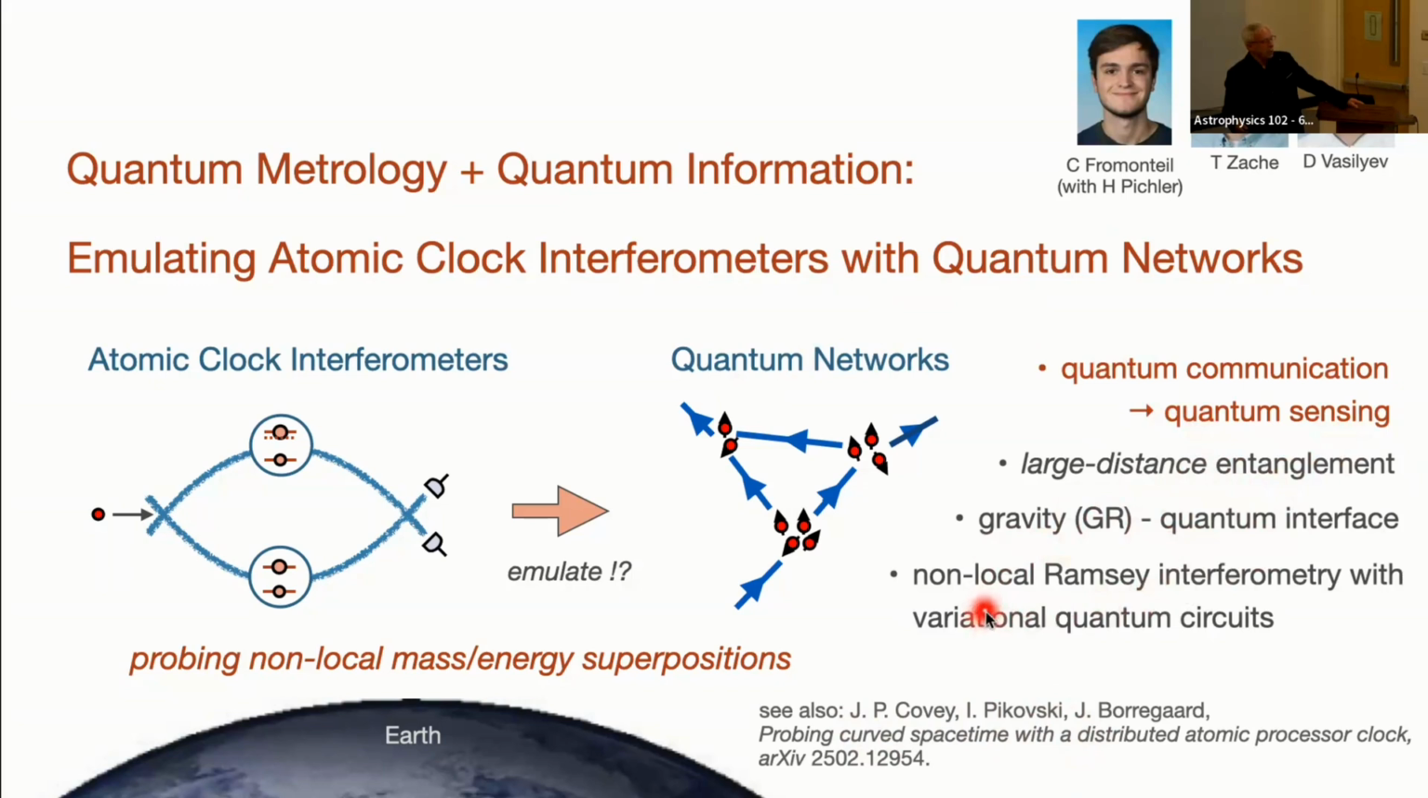And at the end, what we're going to do is non-local Ramsey interferometry, and I want to include variational quantum circuits in the whole story. So we want to have quantum networks and variational quantum circuits, and we will identify the cost function that we want to optimize in the following discussion.